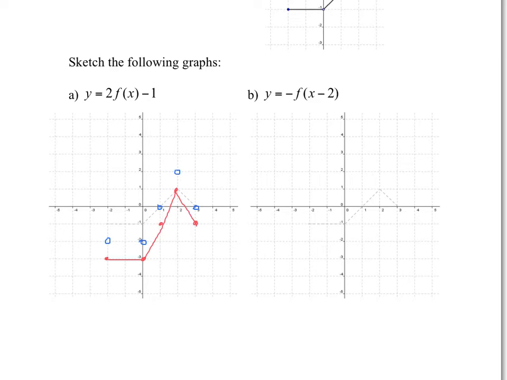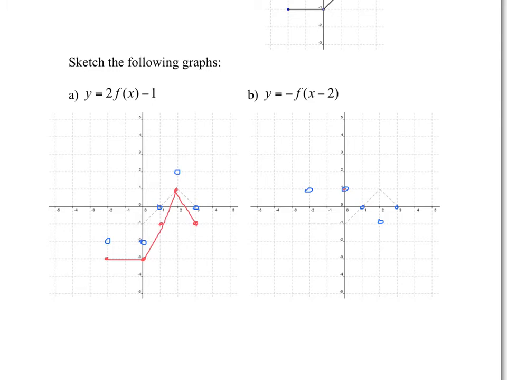So again, I'll do the same thing. So this would be an open point, open point, open point, and notice those points don't change. And then this part over here, this is a shift 2 to the right, translation 2 to the right. So all these points get shifted. So this first point here gets shifted to where that one is.